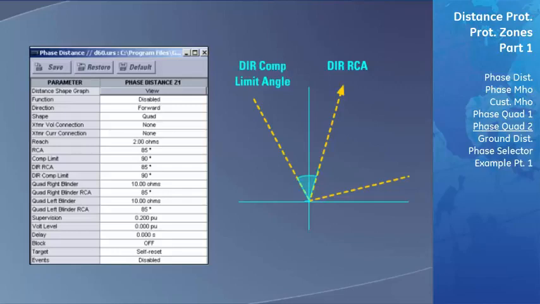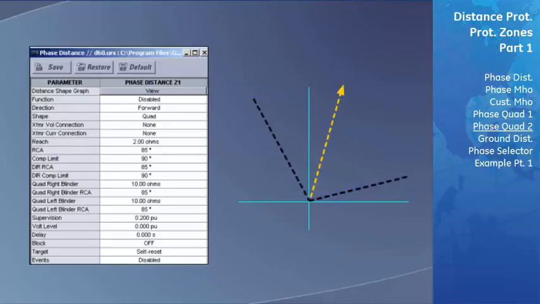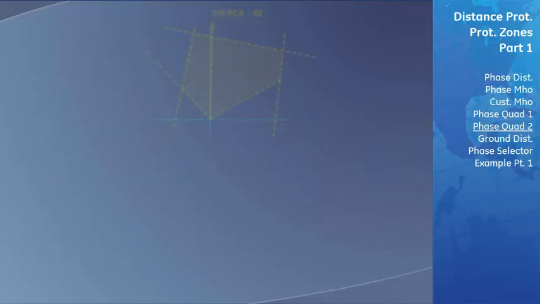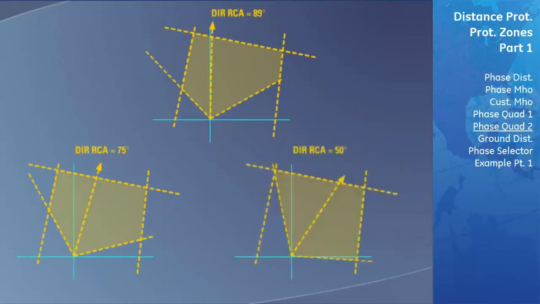The directional comparator limit angles are used to define how far away from the directional reach characteristic to cut off the zone of protection. The directional reach characteristic angle is specified in degrees away from the x-axis, and the directional comparator limit is specified in degrees away from the directional reach characteristic angle. The two lines formed by these settings now define the bottom limit of the quadrilateral zone of protection. By changing the directional reach characteristic angle and the directional comparator limit angles, you can easily change the lower characteristic of your quadrilateral zone of protection to include more or less resistive impedance in both the positive and negative direction.